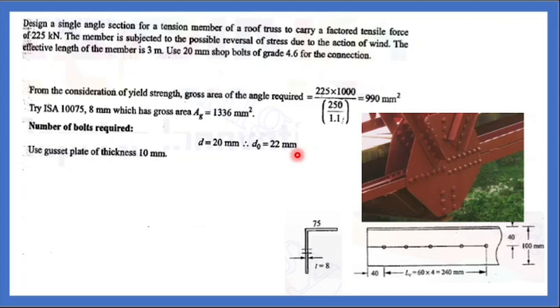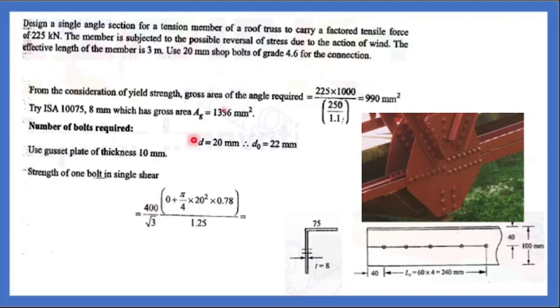For connecting a bolt, how many checks do you have to make? Check for shear, check for bearing. Only two things you have to do. Fu is given as 400, and you have assumed the yield strength as 250 N/mm square. Fu is 400 divided by root 3.